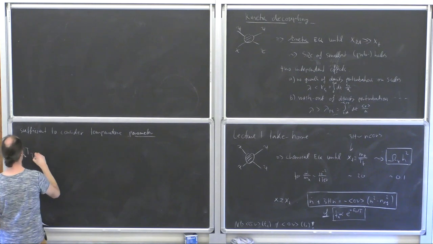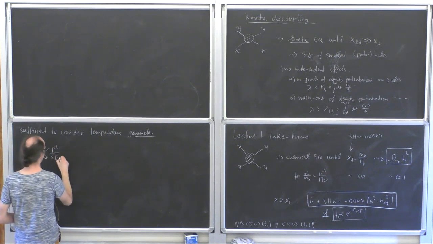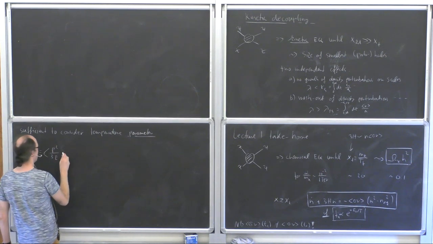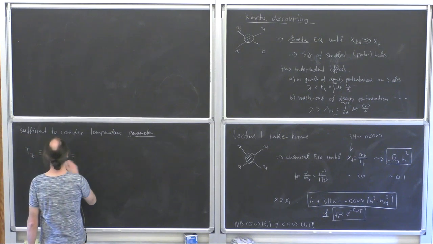In general, for a thermal distribution, this expression here will reduce to the temperature. But don't interpret this as a temperature, it's just a parameter defined by this averaging. So what do I mean by this averaging?